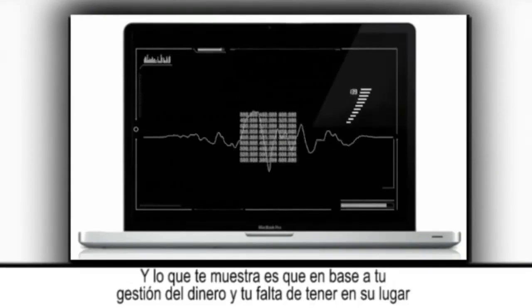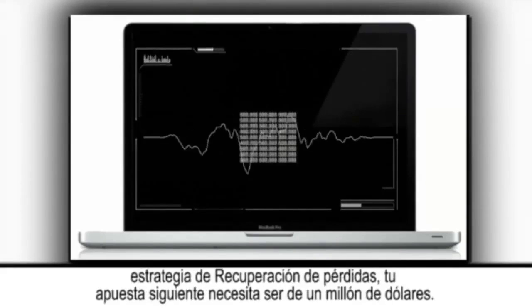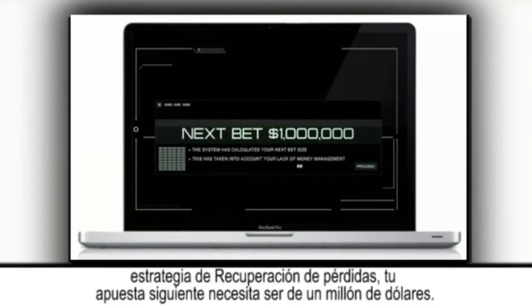And what it shows you is that based on your lack of money management and your lack of having a loss recovery strategy in place, your next bet needs to be $1 million.